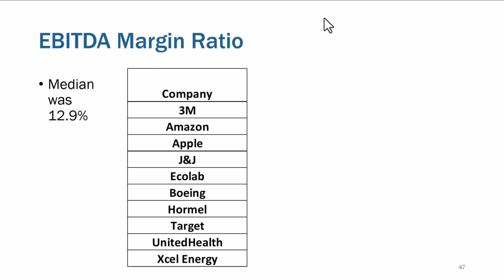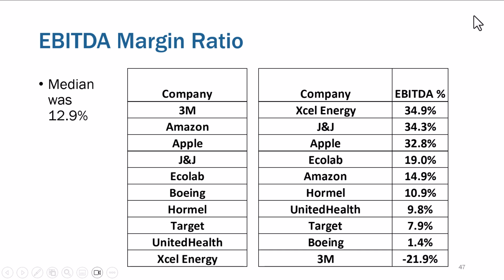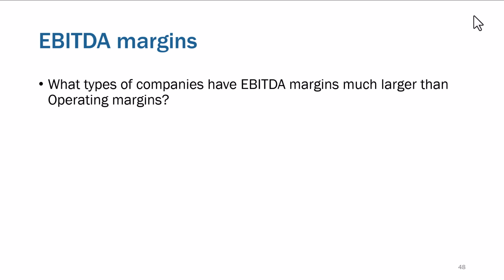Now, to me, we're going to unveil the results on this one, and this is going to be a little bit difficult just to see. We had just gone through operating income percentages. Here's EBITDA percentages. So I'm going to skip a slide ahead here, and I'm going to do a comparison between EBITDA and operating income. But first, what types of companies have EBITDA margins much larger than operating margins? They're going to be companies that have a lot of depreciation and amortization. EBITDA margins are always going to be higher because they exclude depreciation and amortization. So companies that have a lot of those items are going to have higher EBITDA margins.